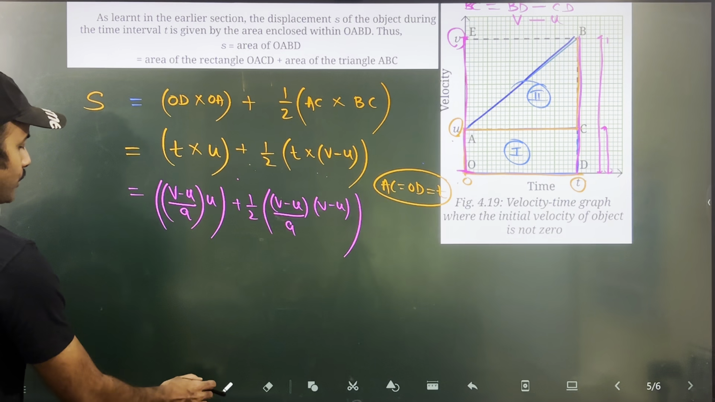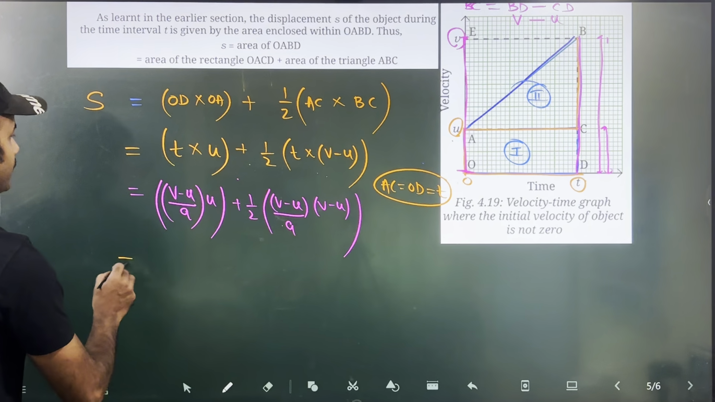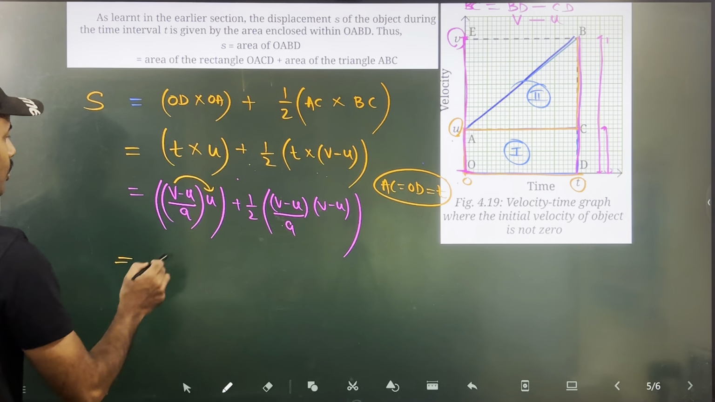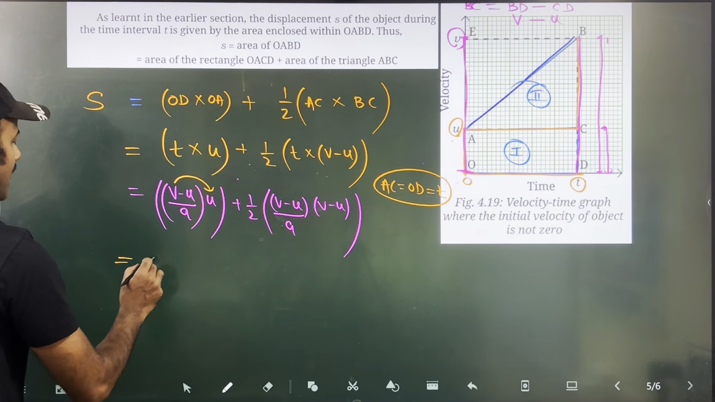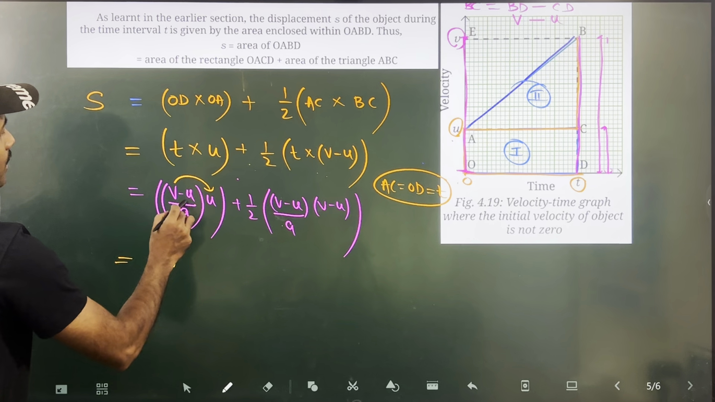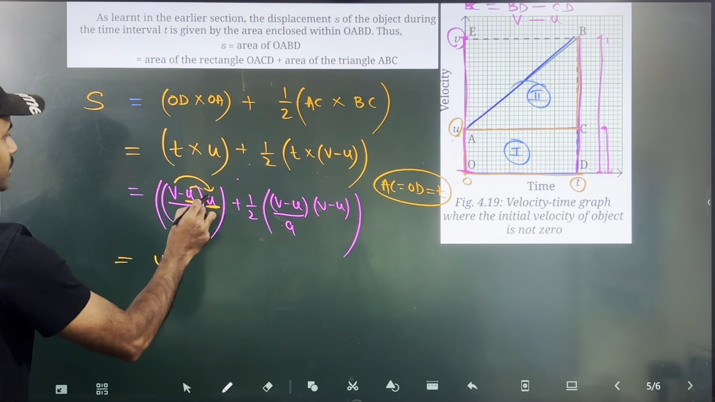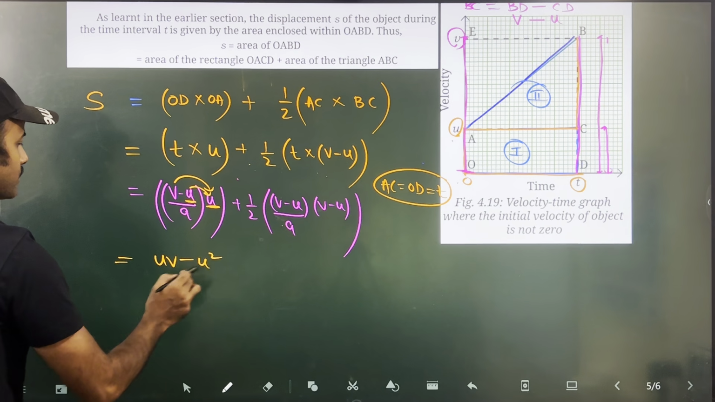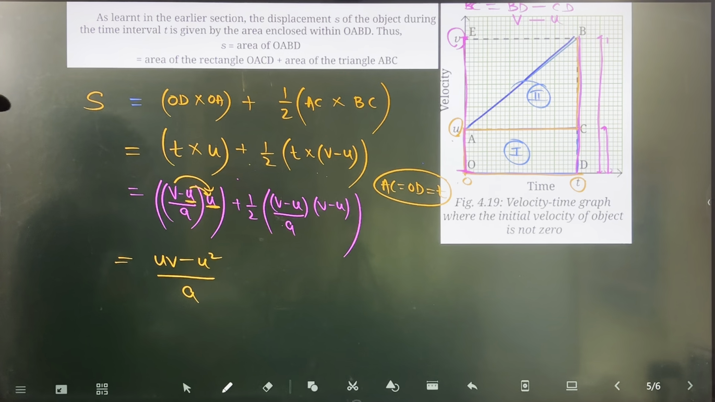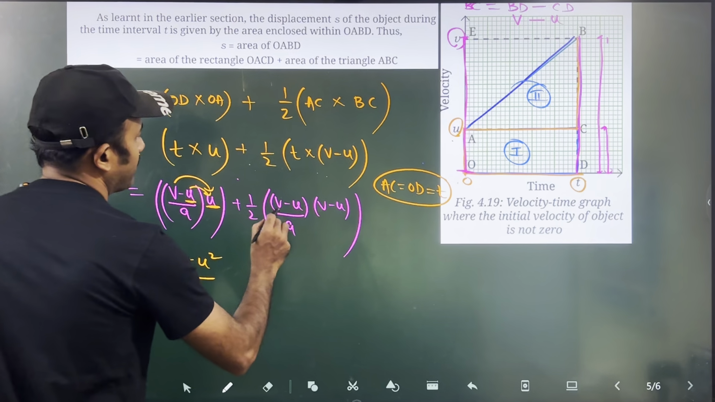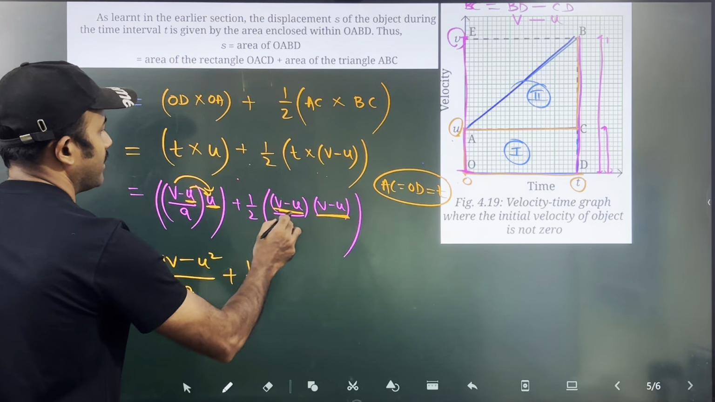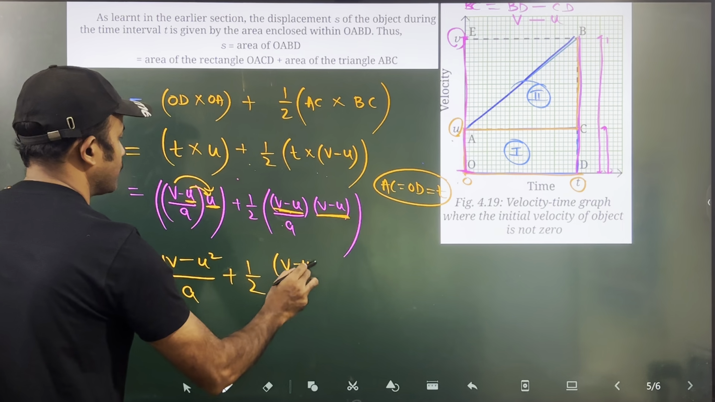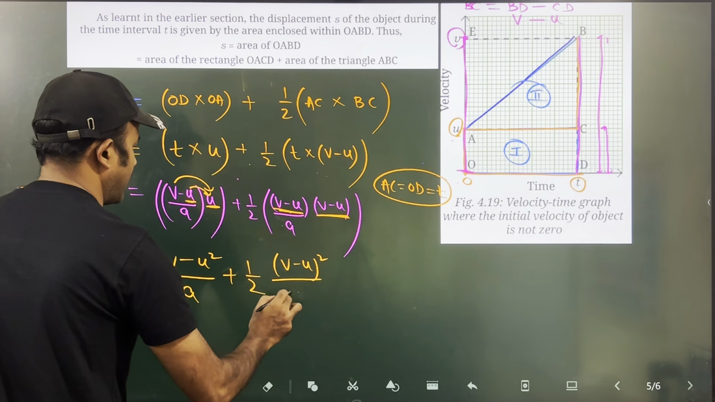So now you just multiply this. V into U, how much is it? U into V and V into U are both the same, right? So I am writing U into V minus U into U. So minus U into U is minus U square by A. Now here we have V minus U into V minus U. So half you write as it is. V minus U into V minus U is V minus U whole square by A.